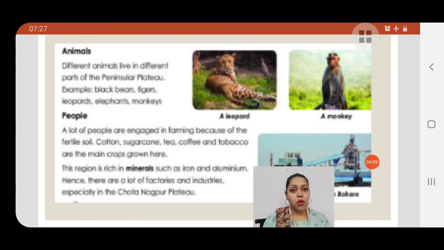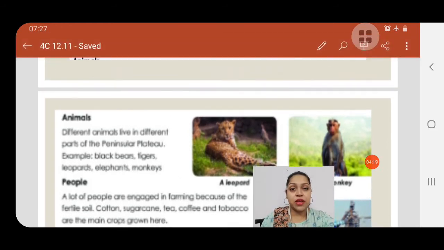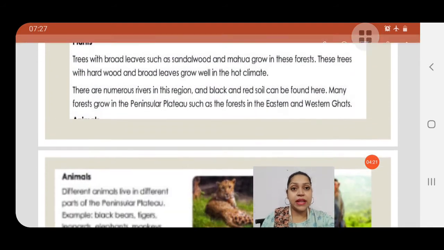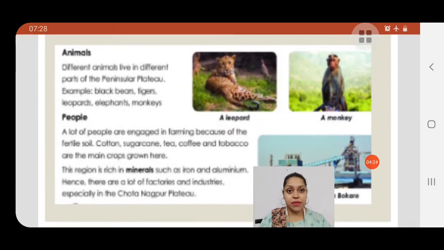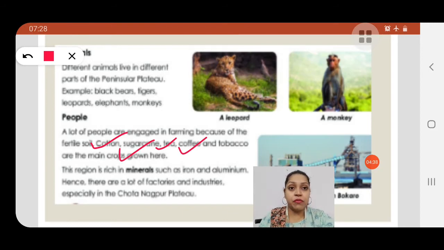Then people, how does the climate affect the people? A lot of people are engaged in farming because of the fertile soil. Since the soil is very fertile, that's why a lot of people are engaged in farming. And what are the main crops which grow? The main crops grown here are cotton, sugar cane, tea, coffee and tobacco. So people do farming also.